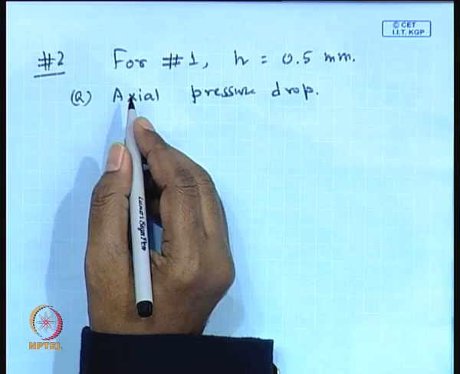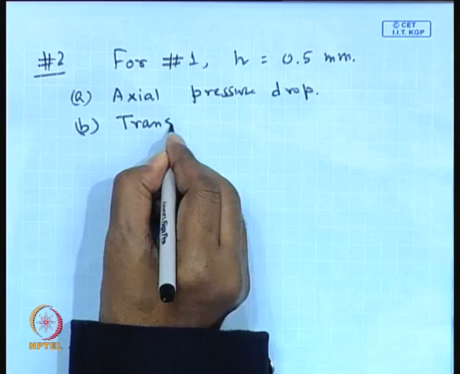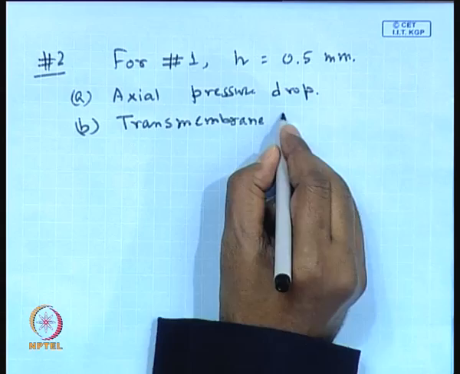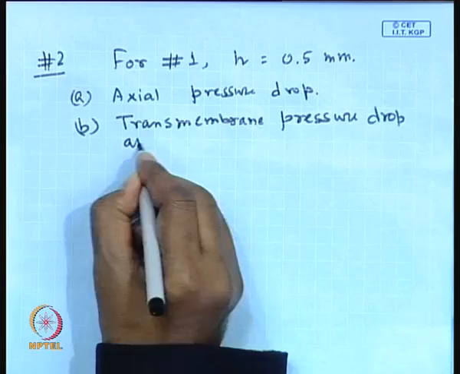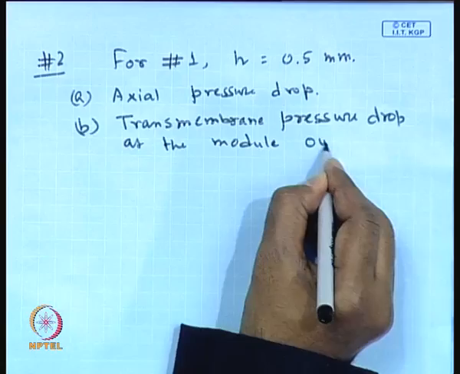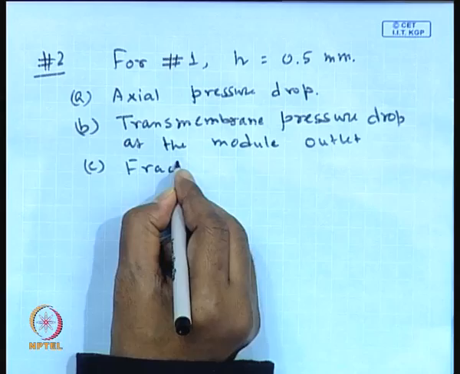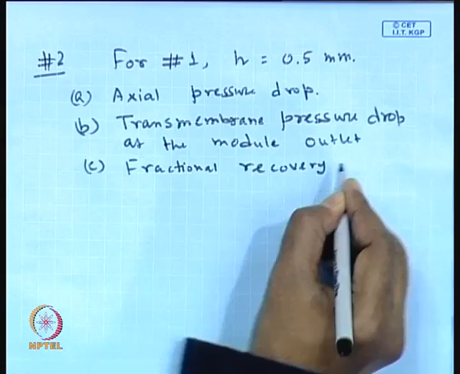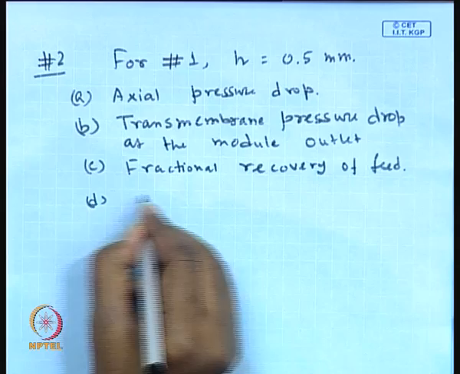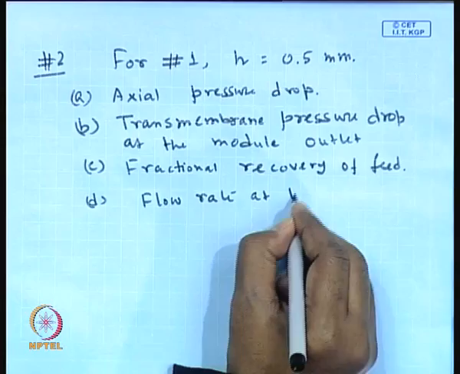You have to find out the transmembrane pressure drop at the module outlet, the fractional recovery of feed, and the flow rate at the channel outlet, at the module outlet.